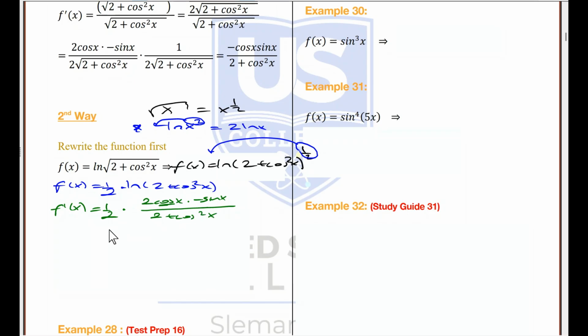Okay, now I have 2 at the bottom, 2 at the top, they'll cancel each other. So I have cosine x times minus sine x divided by 2 plus cosine squared x. That's it. That's my answer. Alright. So I didn't deal with dividing and stuff. I directly found my answer after I simplified the function.